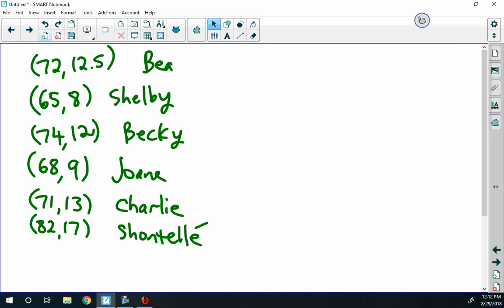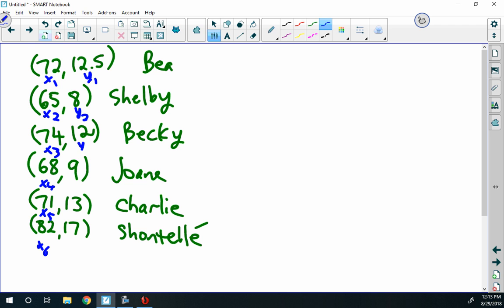So this is our data set. Notice that we have two variables. We have x1, x2, x3, x4, x5, x6, right? And we have y1, y2, y3, y4, y5, and y6. Now here's the part where we're going to start using the calculator.